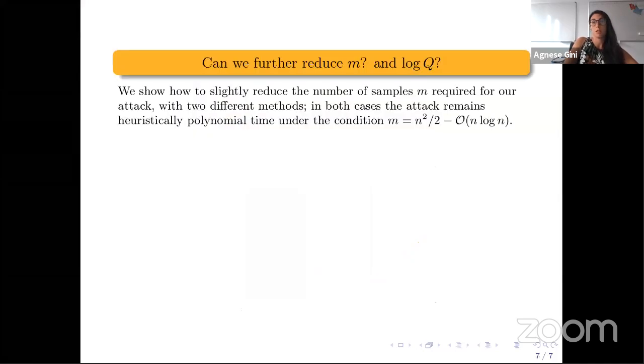So the main questions left are whether we can reduce the minimal size of the modulus log q, and whether we can further reduce the number of samples. Indeed, it would be nice to have a polynomial time algorithm requiring just a linear number of samples. Regarding this question, I just want to mention that in the full version of the paper, we describe two different methods to slightly reduce the number of samples. But in both cases, we still need a quadratic number of samples to achieve a polynomial running time.